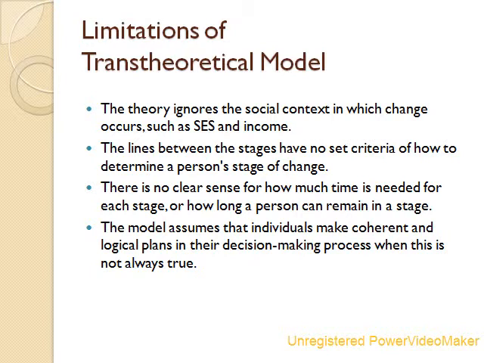And last limitation, the model assumes that individuals make coherent and logical plans in their decision-making process, when this is not always true. Most people are not methodical. They are not making lists about pros and cons when thinking about doing an action, such as it could be something as simple as going on vacation. Some people might pass the contemplation stage altogether and just proceed straight to the action stage.